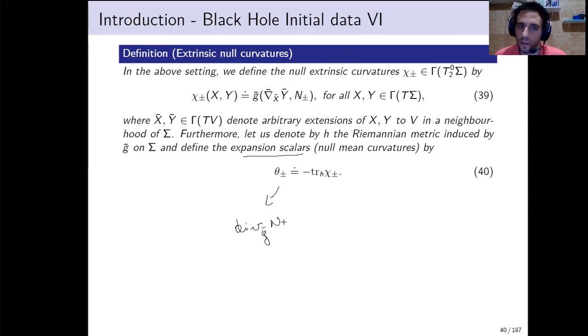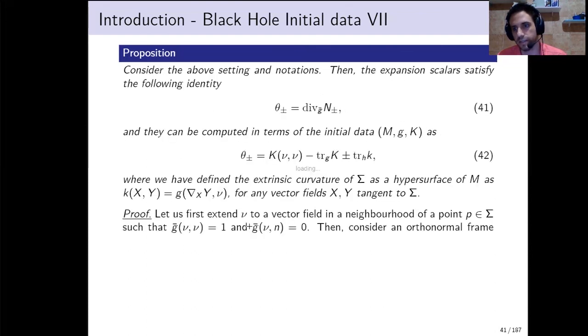the null vector fields. So putting a sign on these expansion scalars actually provides us with a characterization of the convergence conditions for the null vector fields across our hypersurface, our surface. So this kind of condition is the one that we are looking for to characterize a trapped surface. Okay, and as we will see below, this kind of condition can be recast in terms of our initial data set. This is the proposition.